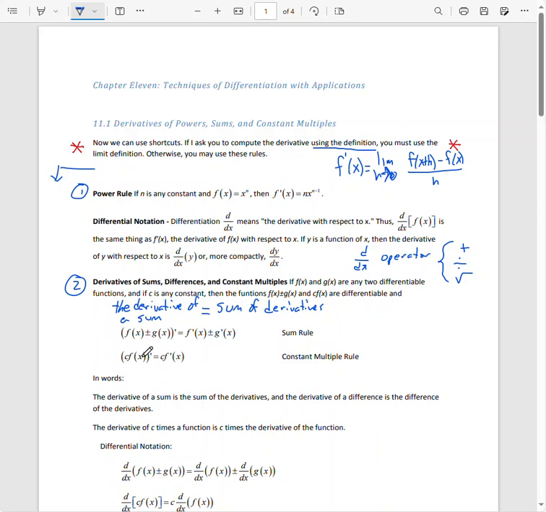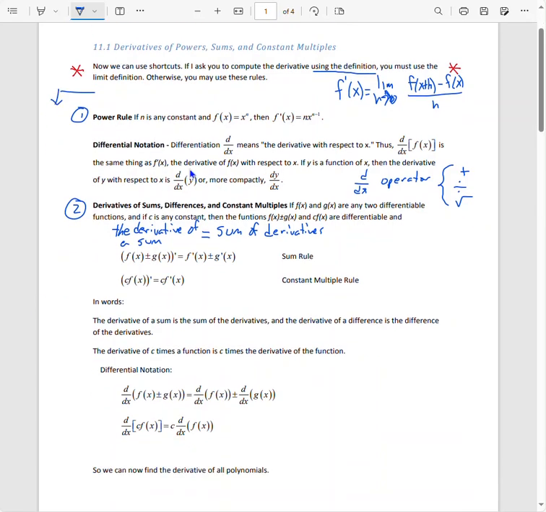Also, if you have a constant multiplied by a function, you want to take a derivative, you can find the derivative and then just multiply that by the constant. So the constant multiple rule. And I put them both in words here, fully typed out words instead of my chicken scratch. The derivative of a sum is the sum of the derivatives, and the derivative of a difference is the difference of the derivatives. Sum, keep sum, subtraction, keep subtraction. The derivative of c times a function is c times the derivative of the function.